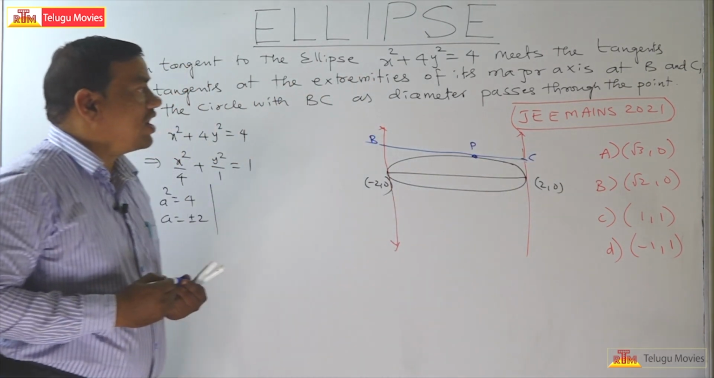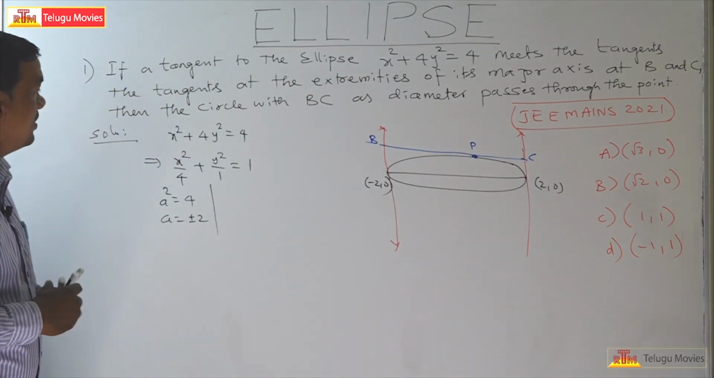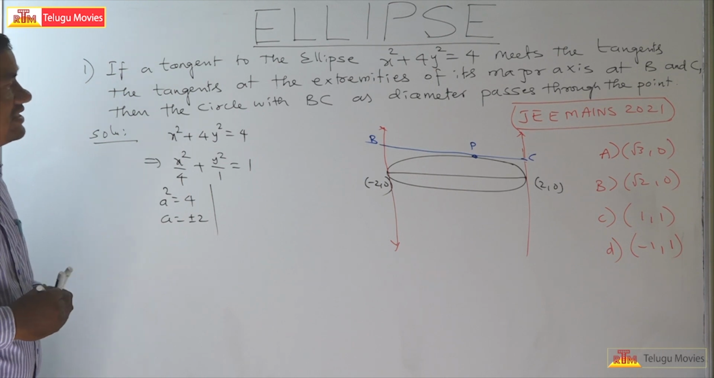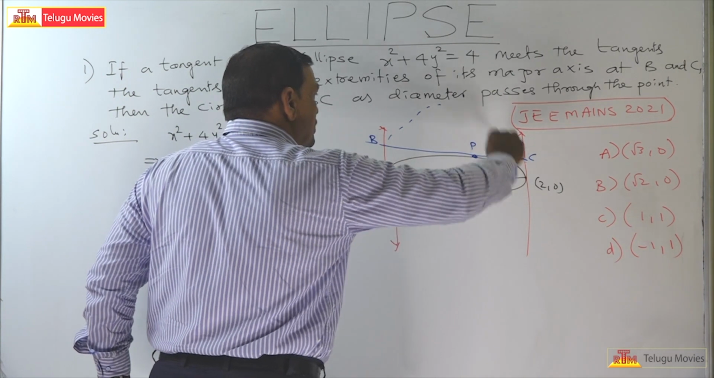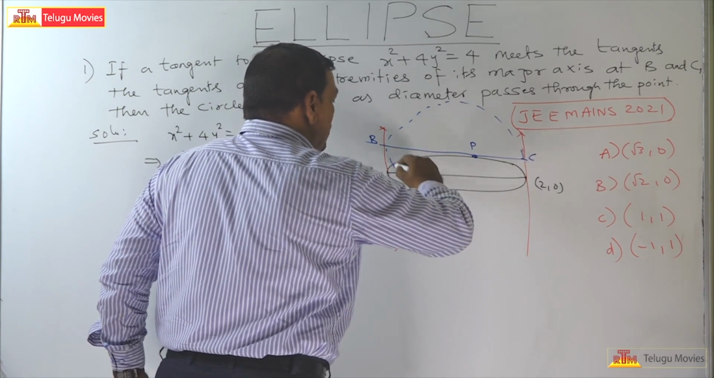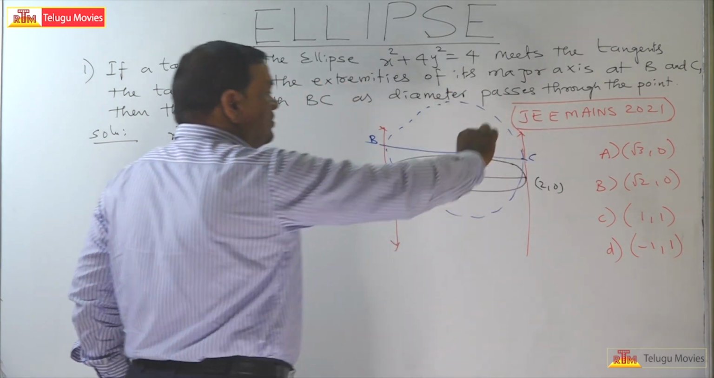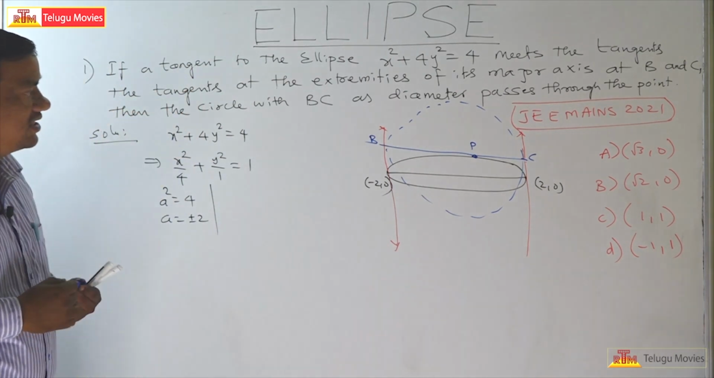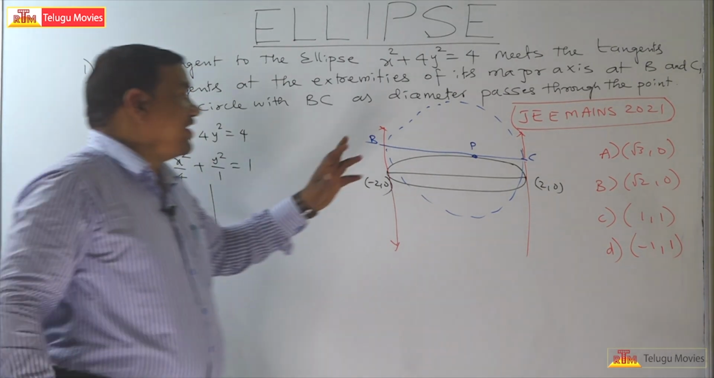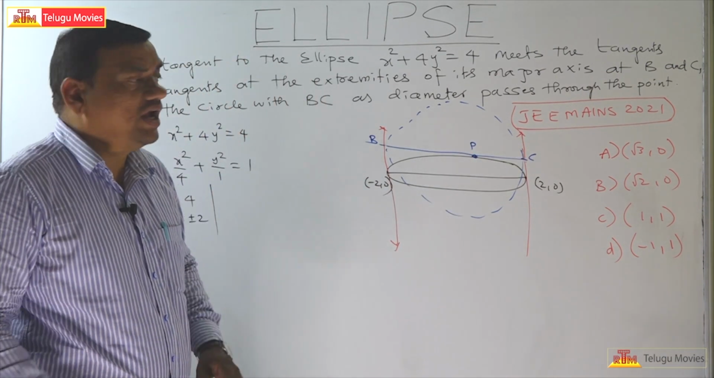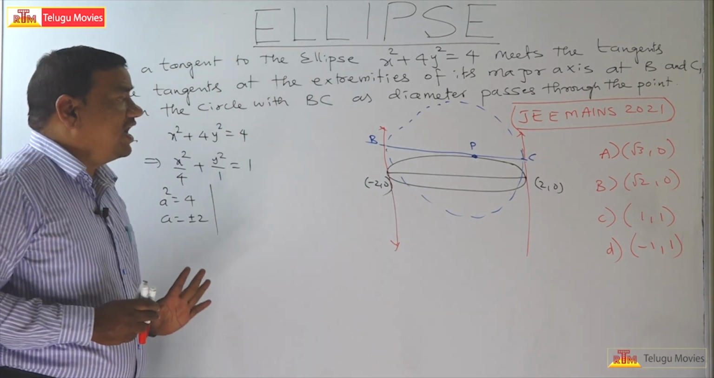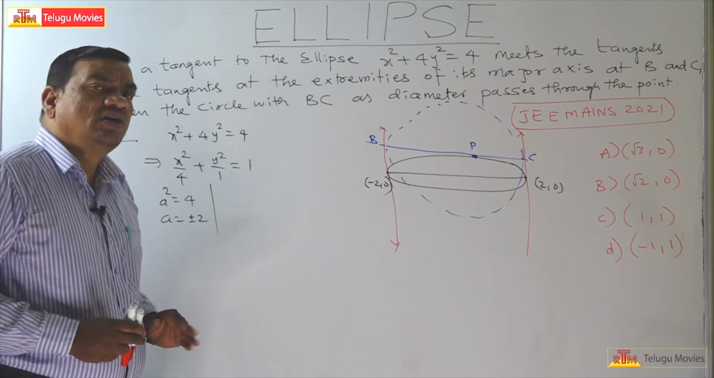Now he wants the circle with BC as diameter to pass through a point. That means if you draw a circle with BC as diameter, then what is the point that lies on this circle? That we have to find out. If you find the coordinates of B and C, the problem will be over. So our main aim is to find the coordinates of B and C.